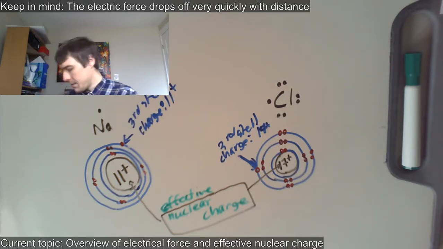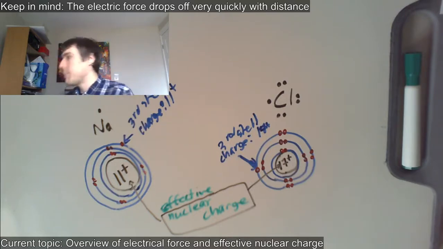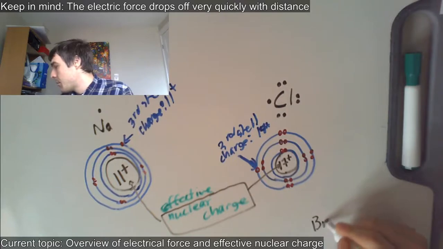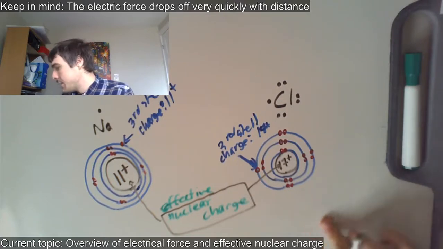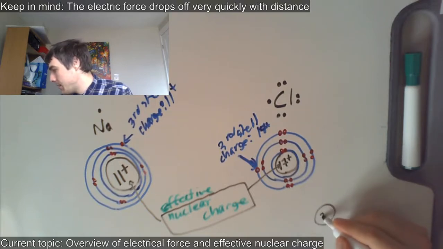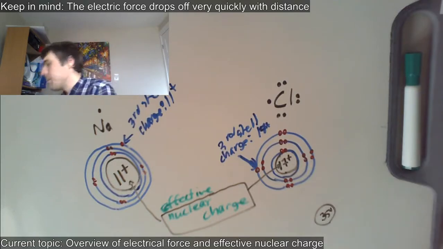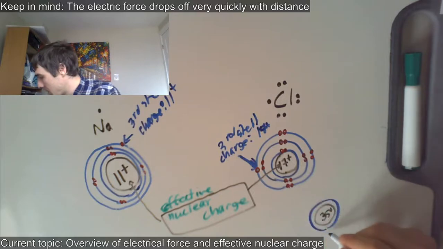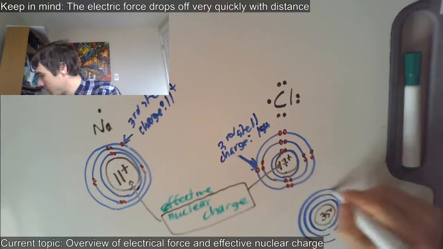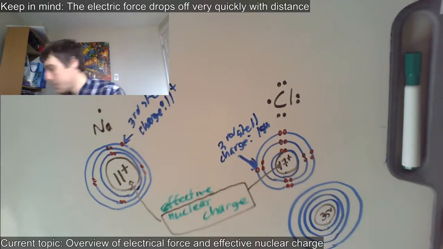No, down a row. Down a row is correct. Let's talk about the next one down, which is bromine. If we take bromine, right? It's got the same Lewis structure, but the center is now going to have 35 protons, because that is bromine's atomic number. But now it has 4 shells. 1, 2, 3, 4 shells.